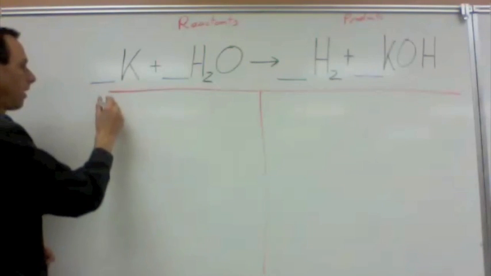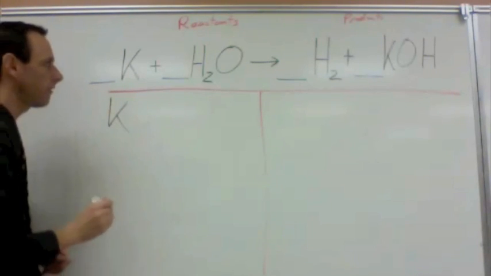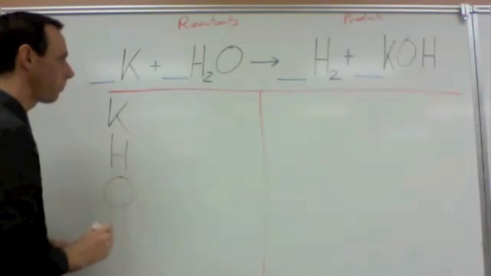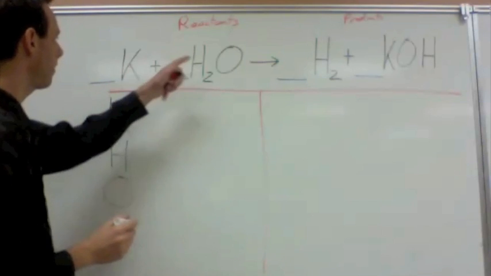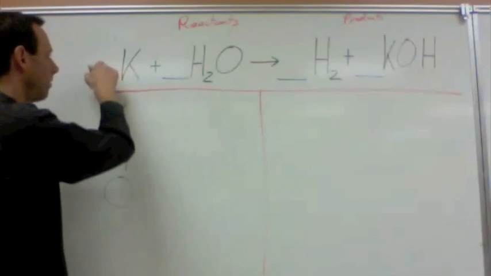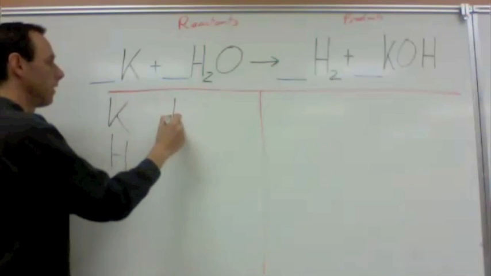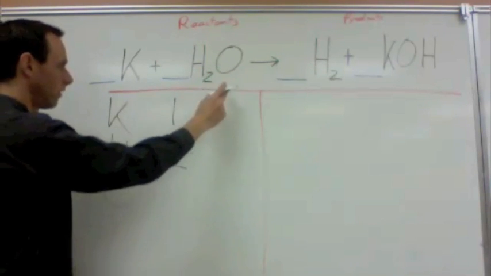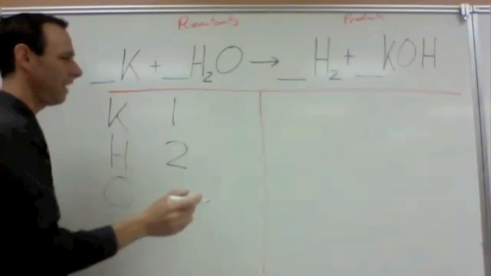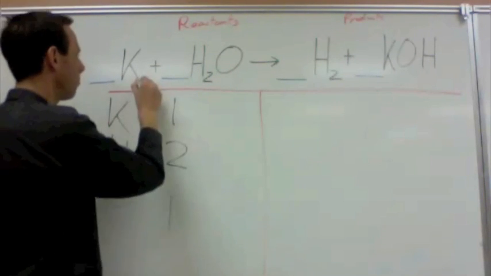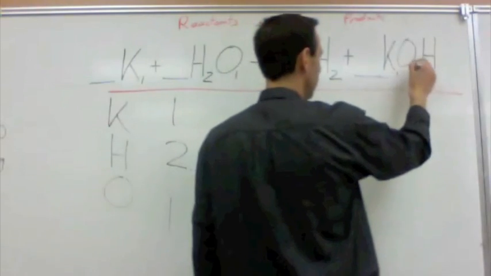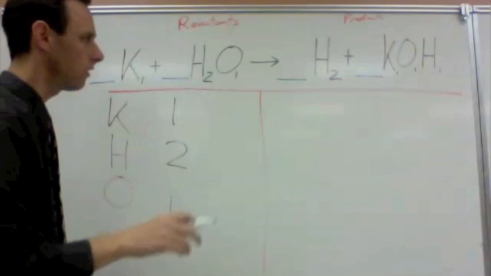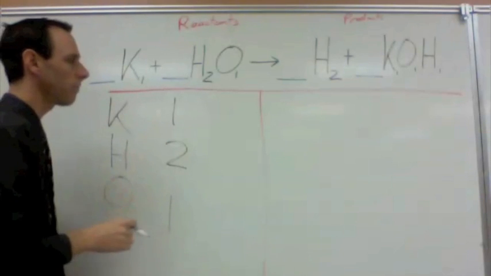I need to know about my potassiums, my Ks, my hydrogens, my H's, and my oxygens, my O's. Now, how many Ks on this side? Well, there's 1. How many H's? It's 2. How many O's? It's just that 1. If it helps you, feel free to put 1s here. At first, it might be of great use to you. And once you're an expert, you don't have to write them anymore. But I'll write them there today.